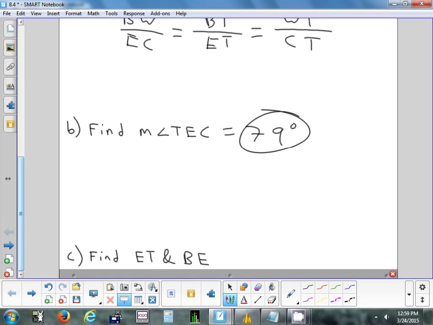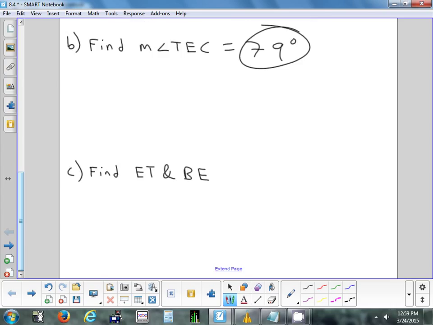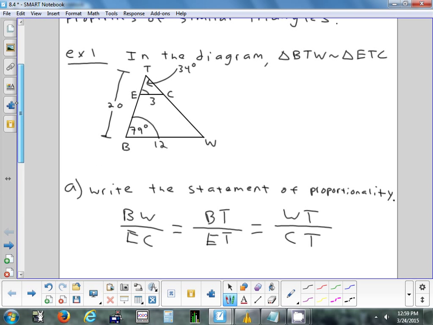And last part, find ET and BE. Start with ET. Now, keep in mind, we have proportions already set up. We can use these. Let's start with a proportion that has some numbers in it we can fill in. Is there any proportion there that we can fill in some of the numbers? Jacob?